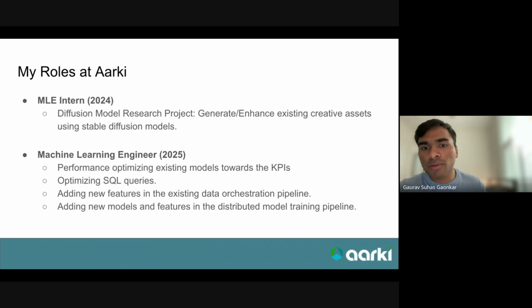Other things that I do in my day-to-day work is creating new features in our existing data orchestration pipeline, which I'll talk about. This is one of the beautiful aspects of working as a machine learning engineer in the industry. Second, creating new models. If you find that a model is not performing well and something else is required, then you build client-specific models as well. Then, ensuring that those models are trained in a distributed manner to have a faster throughput.